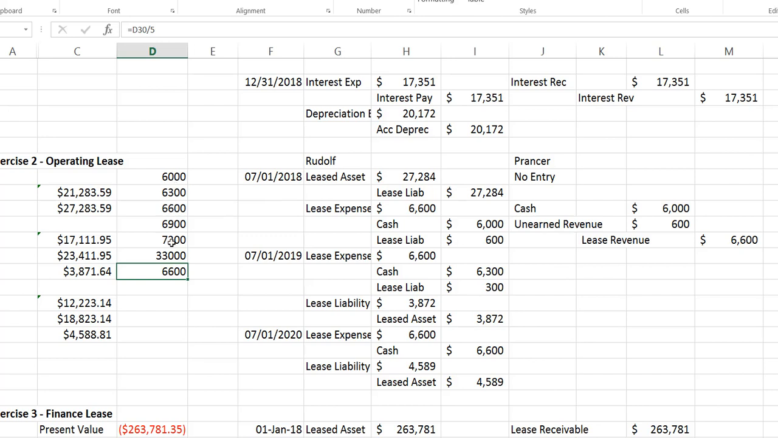Anytime there's a different payment each year, then divide by the number of payments to get your straight line, as the FASB calls it, or average, if you will, however you want to think about it.